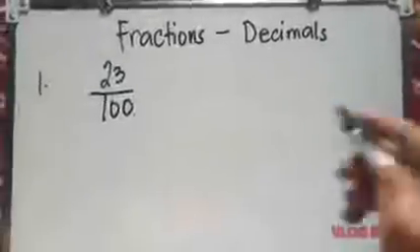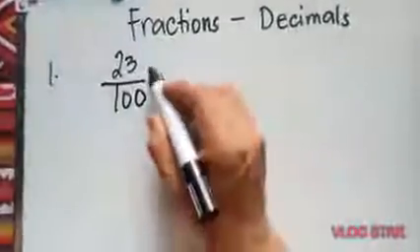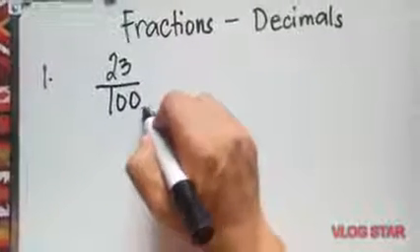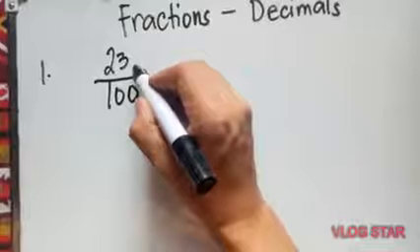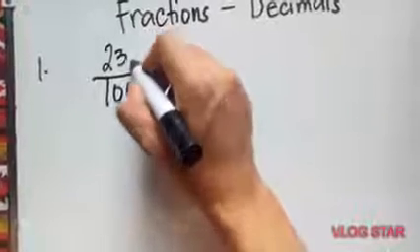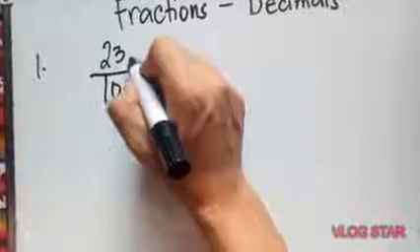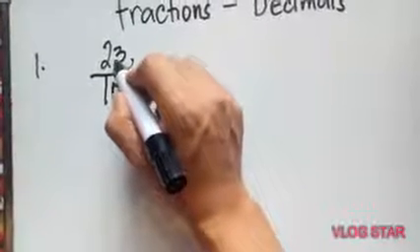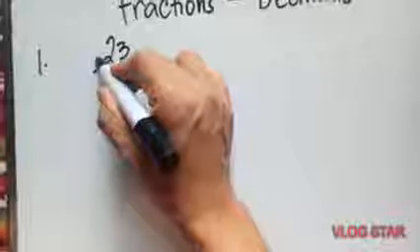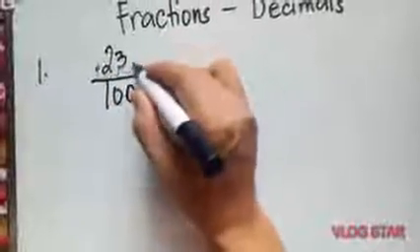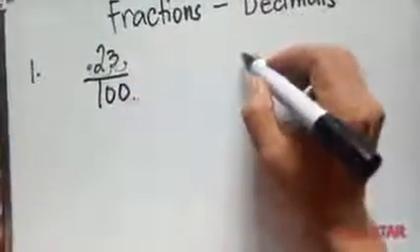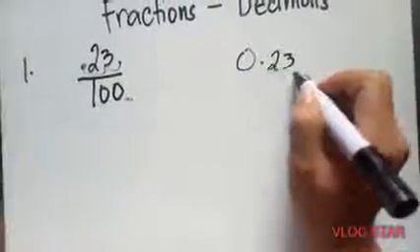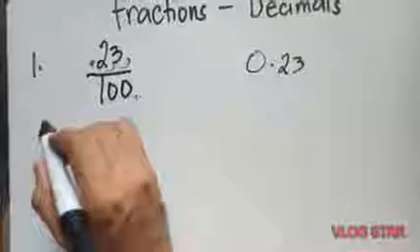Our first example in fractions to decimals is 23 hundredths. Since the denominator is hundreds and the point is here, because this is considered as whole, just move the decimal point twice: tenths, hundredths. So if we write 23 hundredths in decimal, it is 0.23.